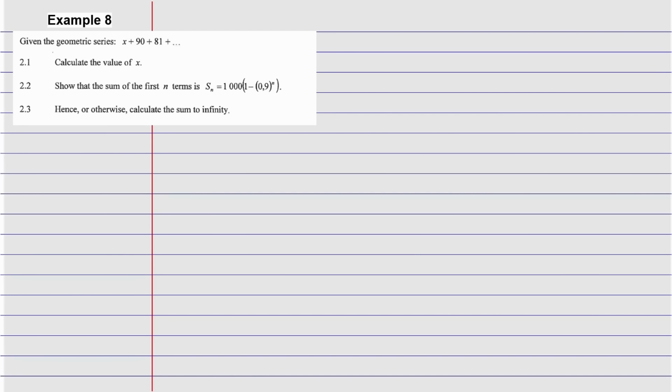So now let's do example 8, right? It says, given that a geometric series is x plus 90 plus 81, then it continues. The first part says calculate the value of x. We see that x is the first term, so we're going to write the series here: x plus 90 plus 81, then it continues. What do we know? We know that the common ratio means the ratios are equal to each other. So we know that r is equal to t2 divided by t1, right?